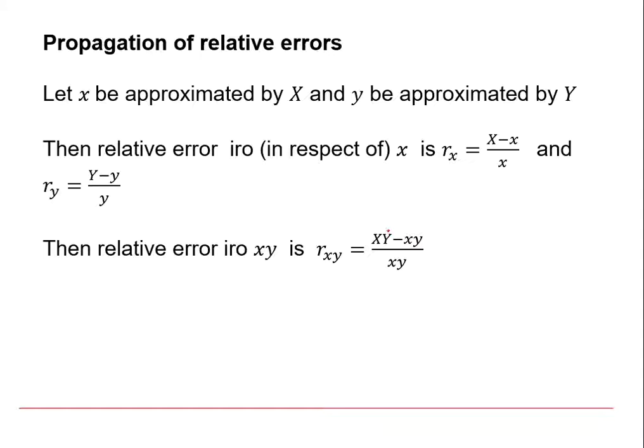So now the value that we're going to actually obtain is going to be based on the two approximate values, so it's big X times big Y. So we're comparing that with the true value, which is the true value of x times the true value of y. And we're going to show that the relative error for this product is approximately equal to the sum of the two separate relative errors for x and y.